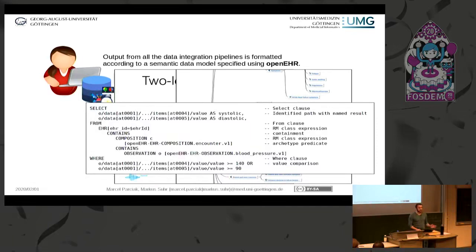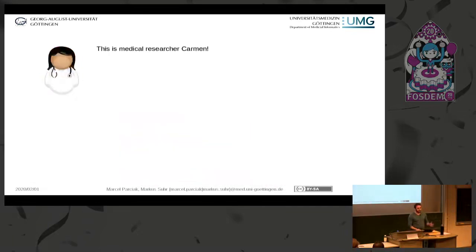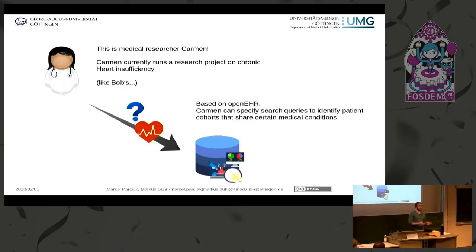So very nice. We now have the data in a common format that can be understood by other people. So let's introduce another researcher called Carmen. And she wants to get the data. First of all, she does research on heart insufficiency, just the condition that Bob has. And she now wants to have some data from the OpenEHR repository.